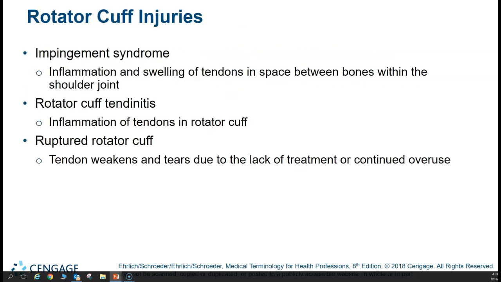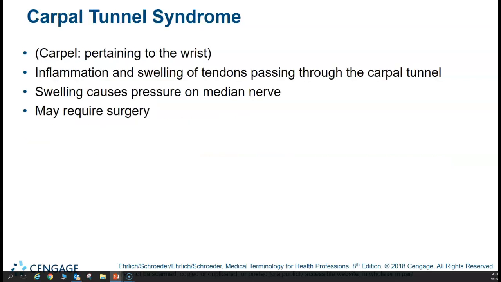Rotator cuff, again, we can have an impingement, which just means there's inflammation and swelling of the tendons. So that kind of cramps up the shoulder joint. Rotator cuff tendonitis is actually an inflammation of the tendons in the rotator cuff, and then a ruptured rotator cuff. And that's where the tendons are weak and they tear due to overuse or lack of treatment, and that has to be surgically repaired.